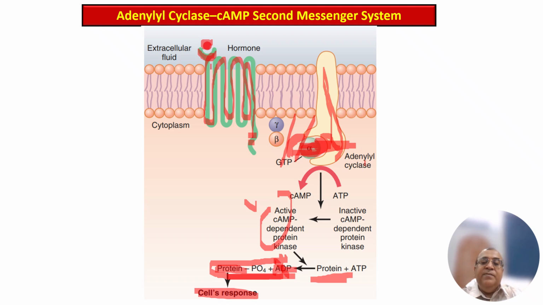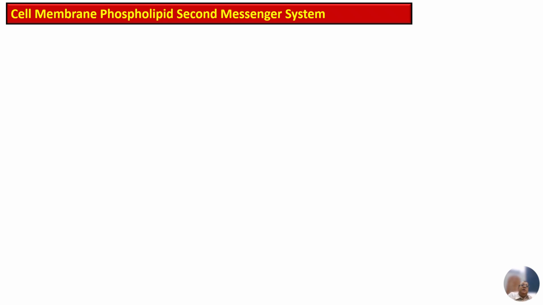are involved. So here this image is presenting the signal transduction pathway where a hormone acts on a G protein coupled receptor and triggers a cascade through cyclic AMP and alters protein activity and ultimately changes the behavior of the cell. So there is another mechanism, that is the cell membrane phospholipid second messenger system.